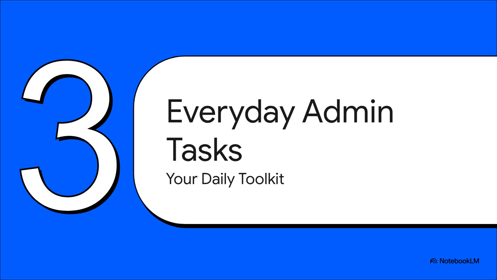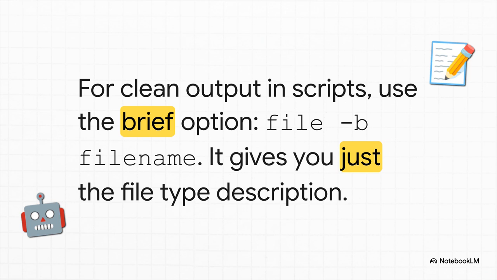Okay, so let's get practical. Let's talk about how this becomes part of your actual daily work. This isn't just some neat trick. It's a tool you're going to be reaching for all the time. So let's say you're writing a script. A lot of the time, you don't want the file name in the output. It's just noise. You just want to know the file type. Well, that's what the -b or brief option is for. It gives you just the description, nice and clean, which is perfect for plugging into your automation logic.